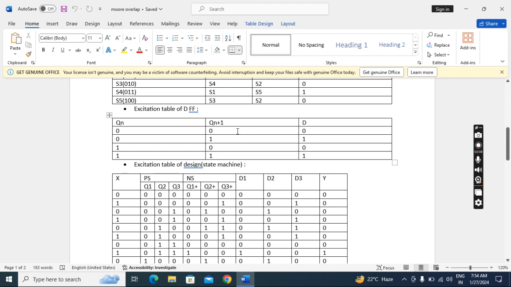Okay, because in this excitation table Q1 plus 1 is the same as D. But in other flip-flops, it is not the same. So we have to check according to 0, 0, and then only we have to write. Okay, right.